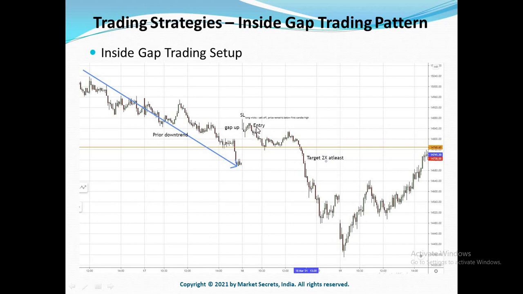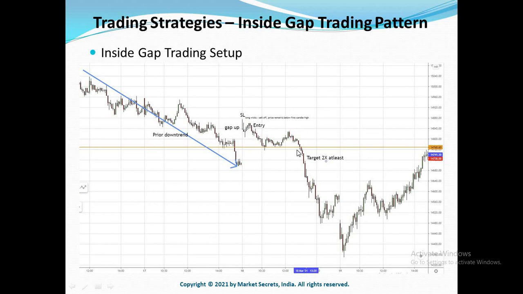The stop loss for this strategy is very simple. You can use the high of the day as your stop loss. You should place your stop loss just above the high of the day. The target for this strategy should be calculated using the stop loss. We should target at least 2x of our stop loss. So calculate the distance between the entry price and the stop loss price, and 2x of that should be your target. This is how you should be trading the inside gap trading pattern.